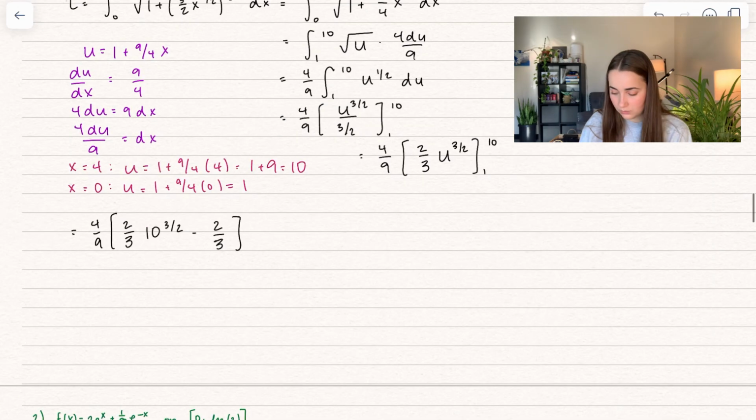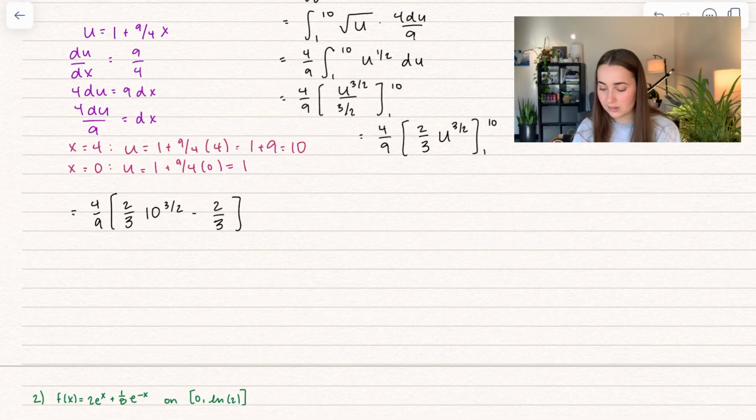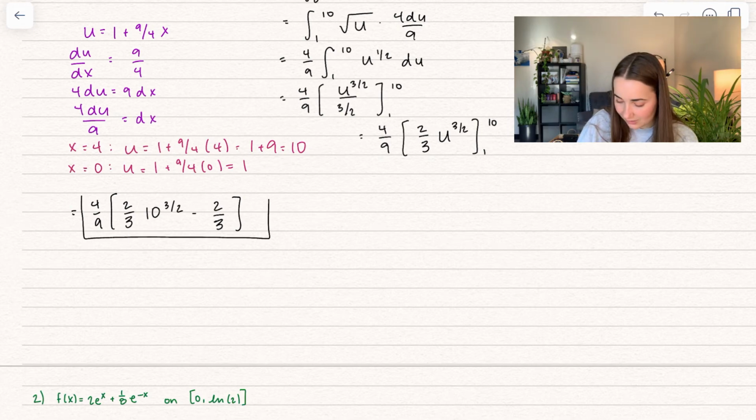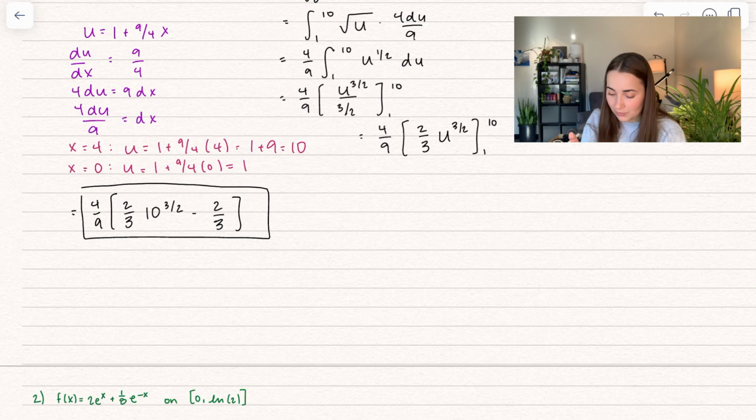When I plug in 1, you just get 1. So we get minus 2/3. Here, I don't want to simplify the square root of 10, so I'm just going to go ahead and leave this as our final solution. If you want to simplify it further, you totally can. But let's go ahead and try another one.